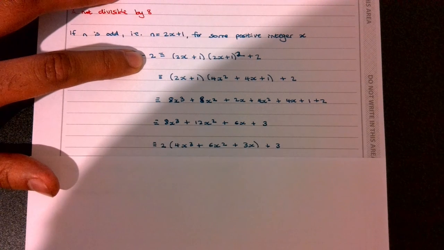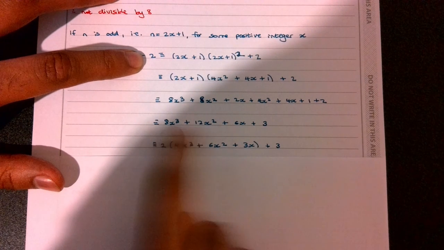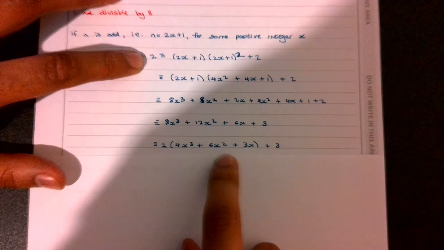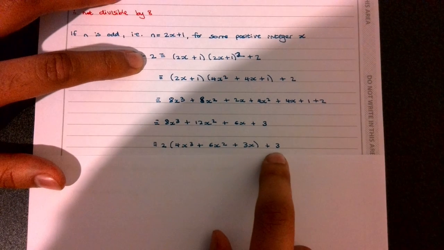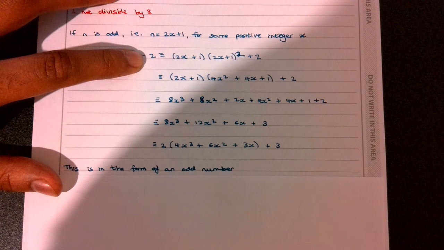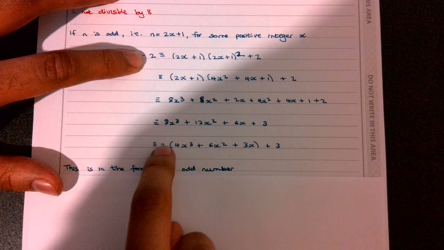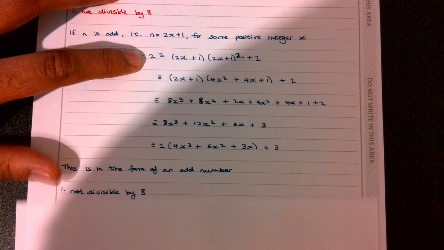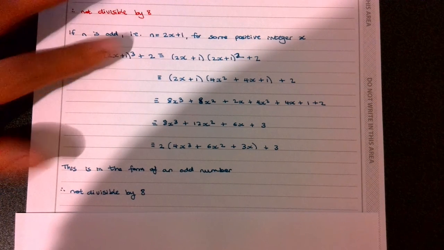And we see over here, if I factorise out a 2 from the first 3 terms, we have 2 lots of 4x cubed plus 6x squared plus 3x, plus 3. And we see that this is in the form of an odd number, because we have an integer multiplied by 2, which is even. Adding 3 to it makes it odd. And therefore, it's not divisible by 8.